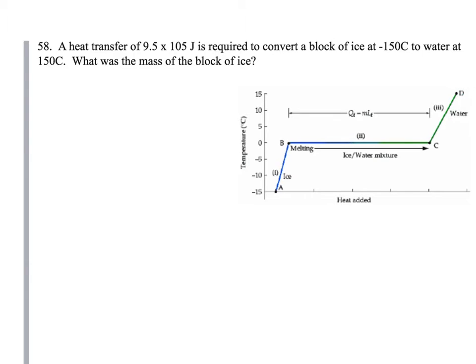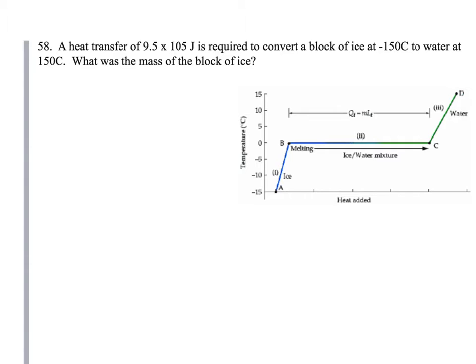And then once the ice gets all converted to water, we go from C to D, and when we're adding the heat, we now see a corresponding temperature change from 0 to 15 degrees. So we're going to use our latent heat of fusion, actually just our latent heat of fusion in this example.